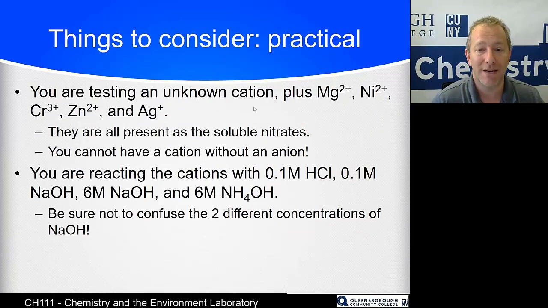You're going to have an unknown cation, and then you're going to have magnesium nitrate solution, nickel nitrate solution, chromium nitrate solution, zinc nitrate solution, and silver nitrate solution. Nitrates are always soluble, no exceptions. So you're going to have solutions of these cations as the nitrates. It says it in the pre-lab, but you should pay attention.